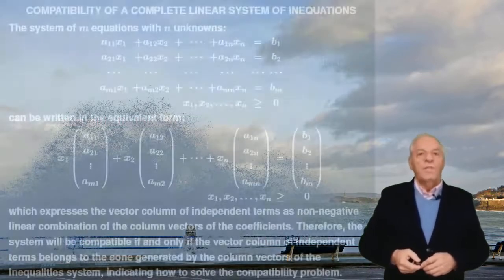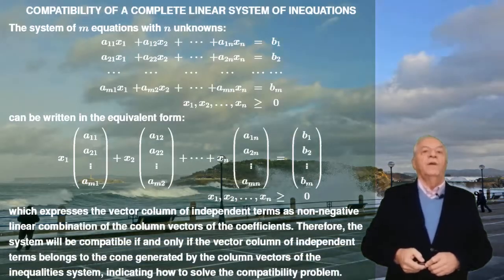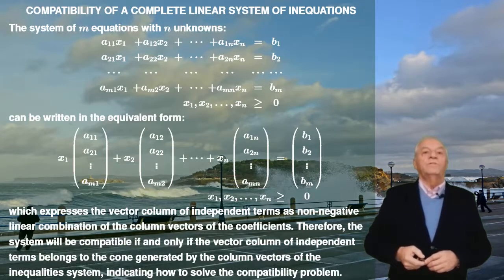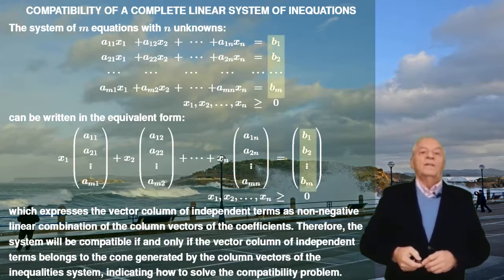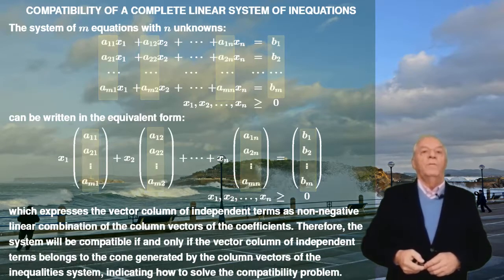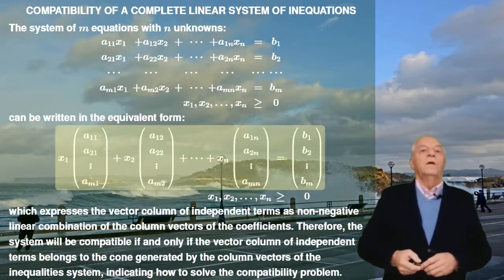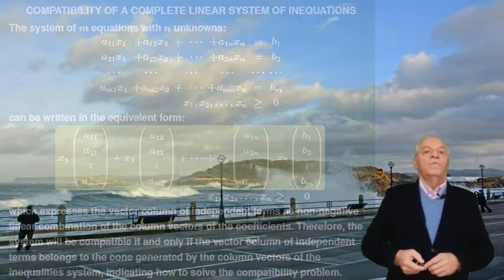To study the compatibility of this system, we write it in a different form, as indicated, which expresses the column vector of independent terms v1, v2, vm as a non-negative linear combination of the column vectors of the system coefficients. Therefore, the system will be compatible if and only if the column vector of independent terms belongs to the cone generated by the column vectors of the system, indicating how to solve the compatibility problem.